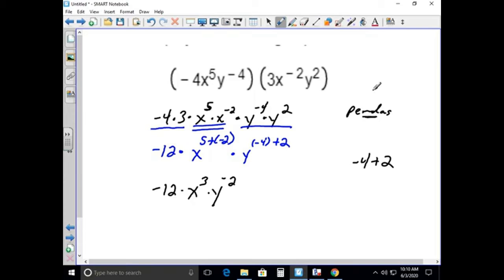Once we do that, one of our exponents is positive, one is negative. So the one with the positive exponent stays where it is. So the x cubed stays on top. The y to the negative 2, that exponent is negative, so we take it to the denominator. We don't move the negative 12 because the negative is not in the exponent. The negative is just a part of the coefficient. But if we have a negative exponent, that factor goes to the denominator.